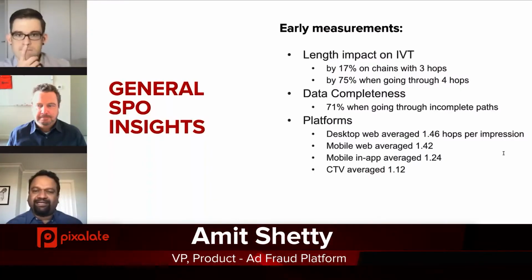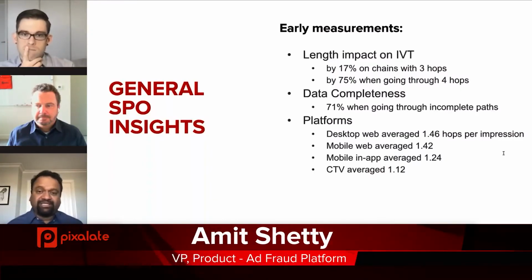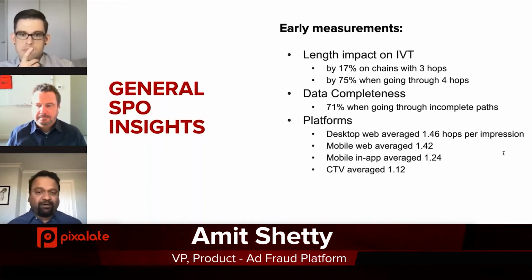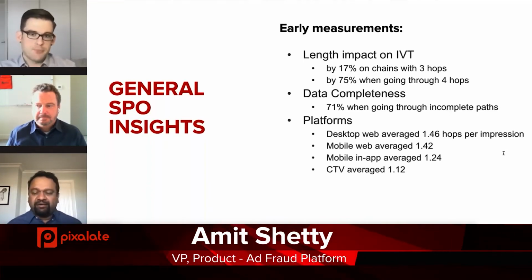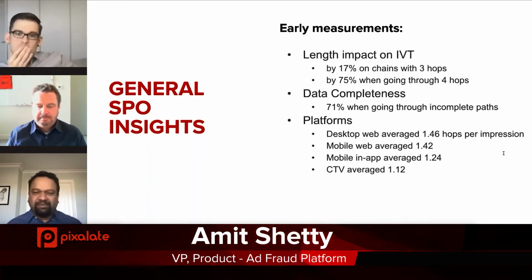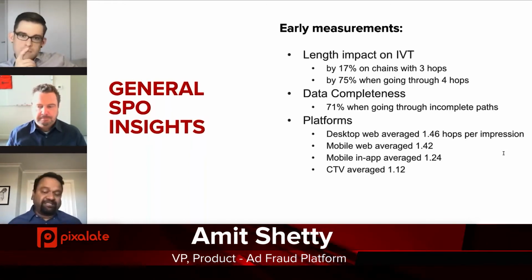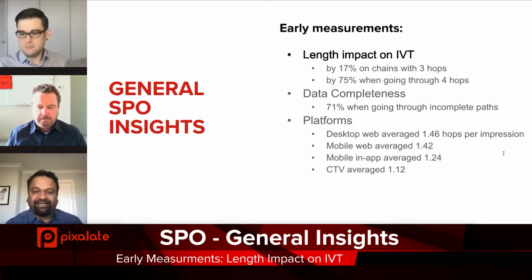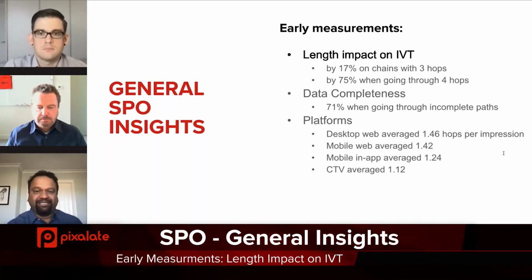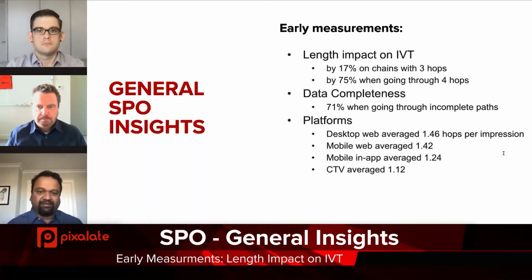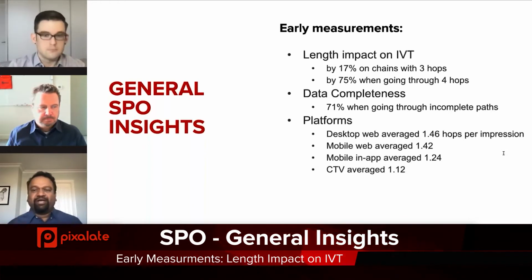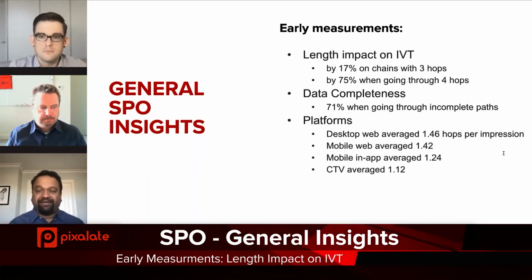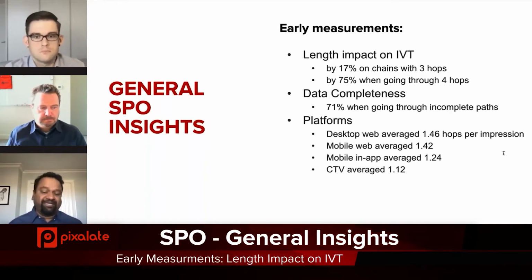We are looking at putting together some reports based on the data that we collect across the industry. But we wanted to present some initial findings here. One of the interesting things that we thought was that the length of the supply chain did seem to impact the data that we saw. If you go from 2 to 3 hops, for example, it seems to have increased it by 17%, and then as you go through 4 hops, it seems to have increased it by 75%.